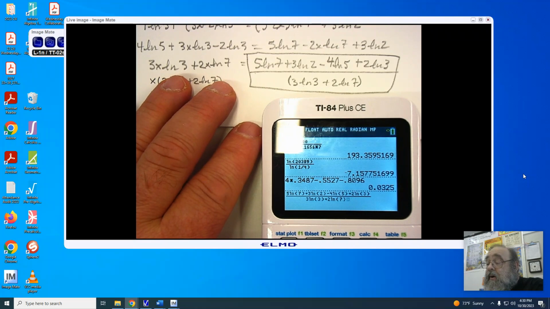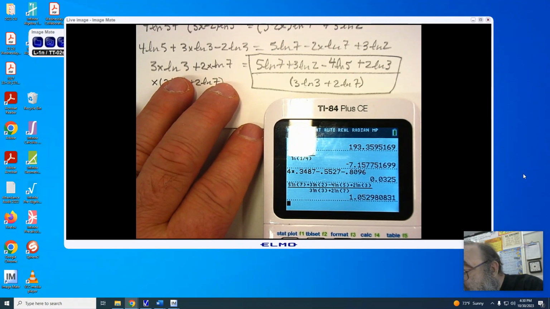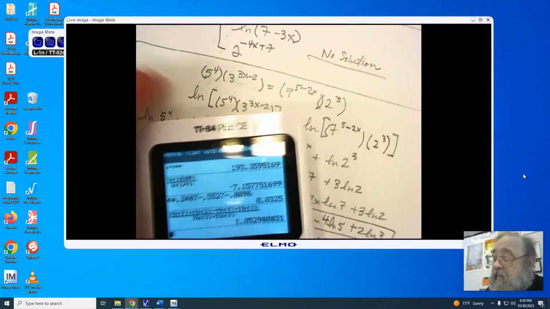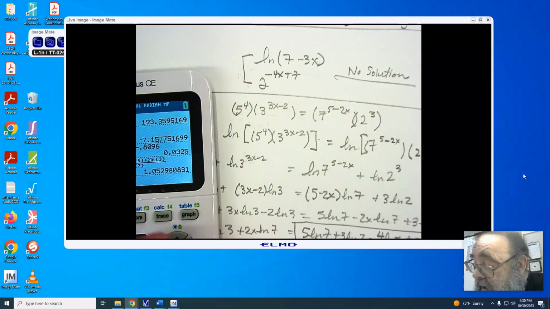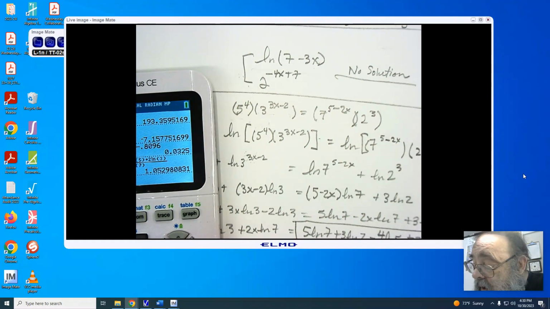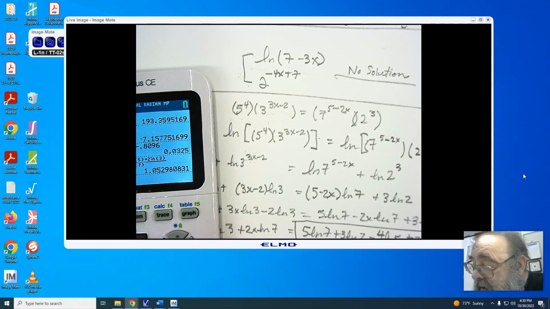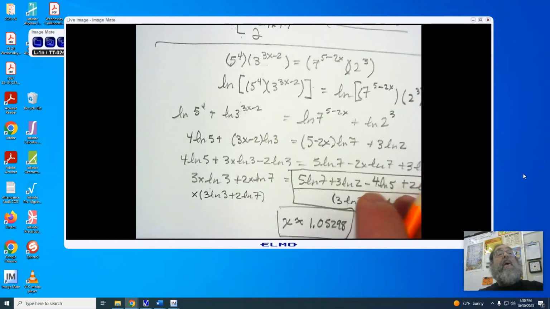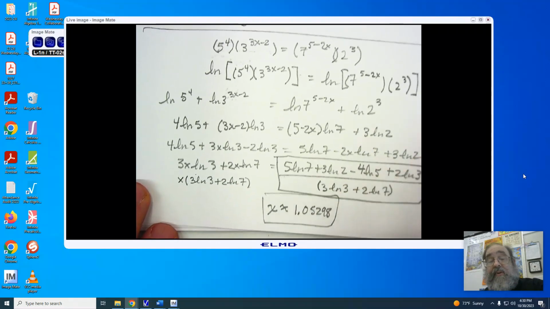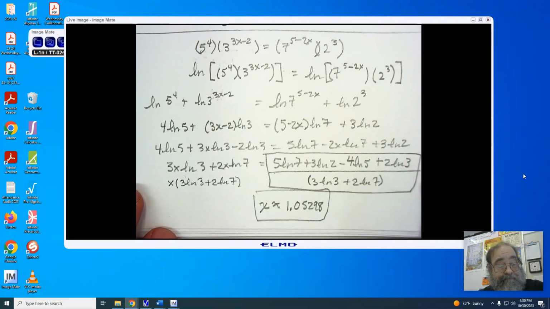Now when I hit enter, I get 1.05298, and that is my approximate answer. X is approximately 1.05298. Now we do not know which of these two questions I'm going to ask, or whether I ask you to do them both. So please make sure you practice.